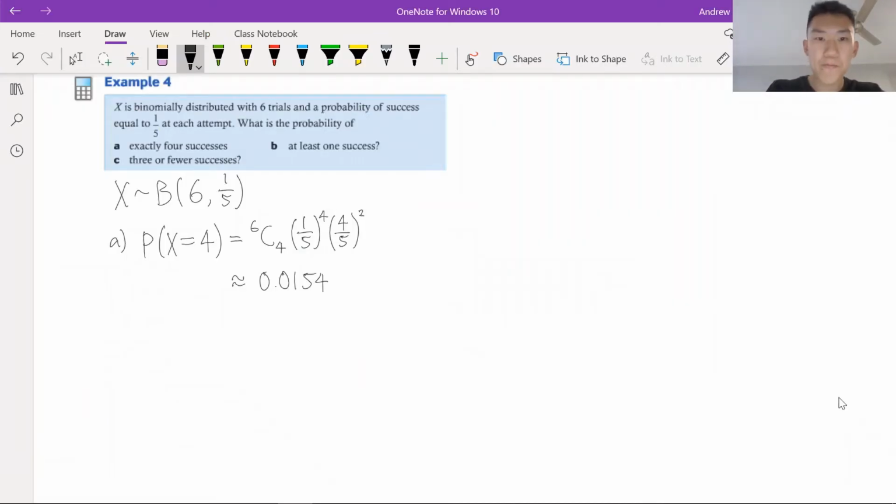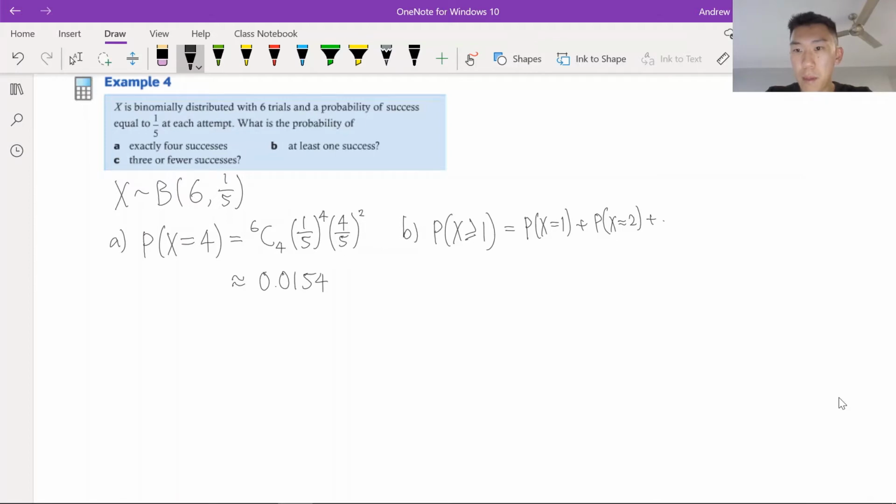Let's continue. So B, we want at least 1 success. So the probability of X being greater than or equal to 1. This means we want the probability that X equals 1 plus the probability that X equals 2, plus 3, 4, 5, and also X equal to 6. That would be the longest, most comprehensive way we can go about doing it.